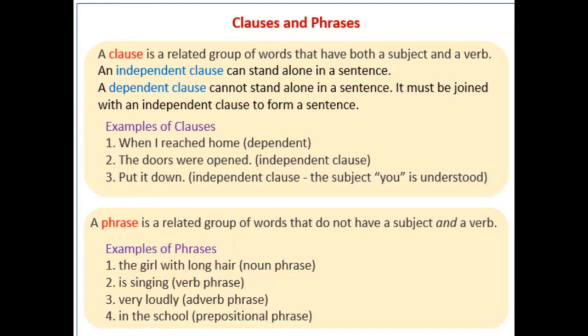A dependent clause, which means subordinate clause, cannot stand alone in a sentence. It must be joined with an independent clause to form a sentence. A dependent clause also has its own subject and predicate. A dependent clause requires a main clause which can stand alone in a sentence.